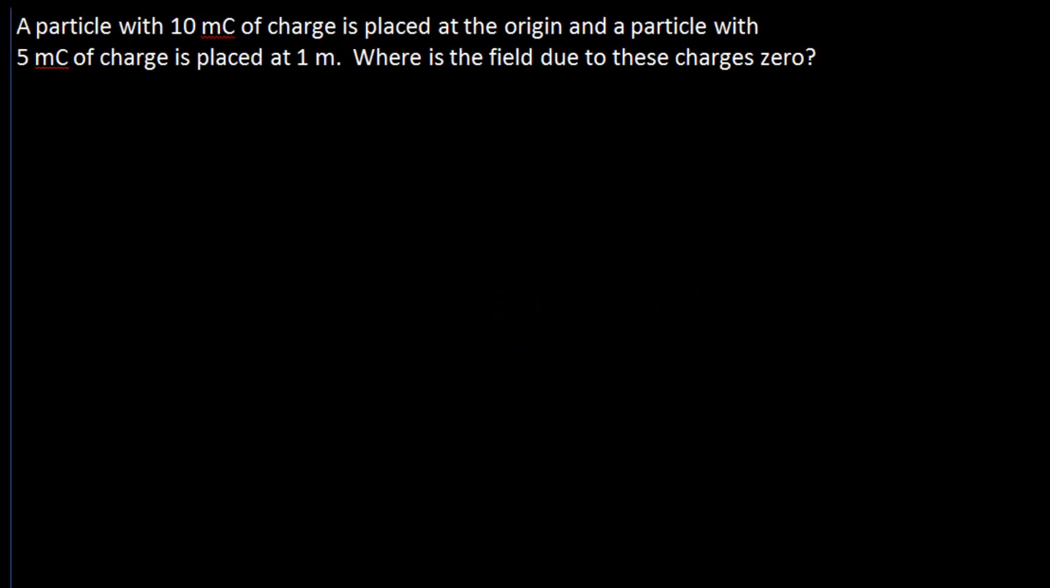Here we have a particle with a 10 millicoulomb charge placed at the origin, and another particle with a 5 millicoulomb charge placed at 1 meter. We want to know where the field due to these charges is 0. So let's start by drawing a picture.